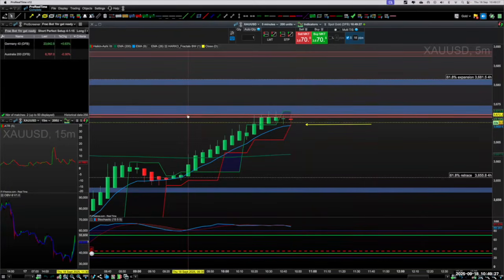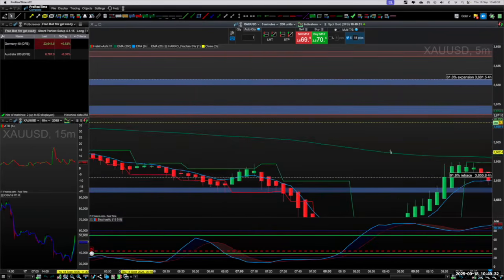We've broken the hard area here. There's a hard area here. I'll bring it across so you can see.